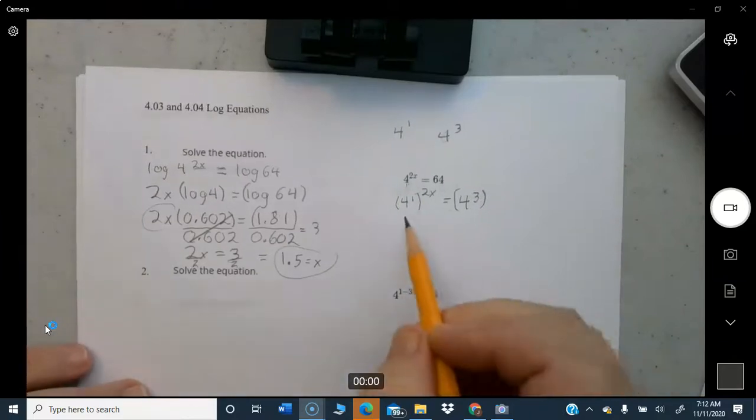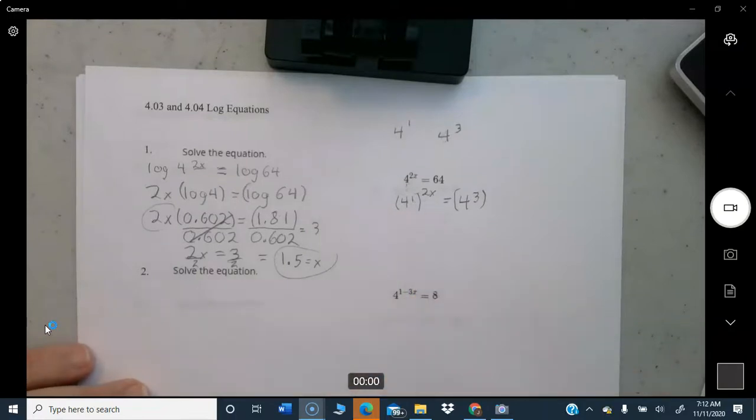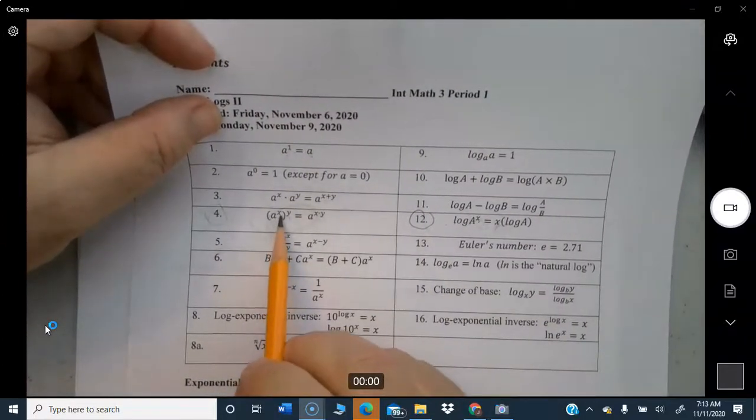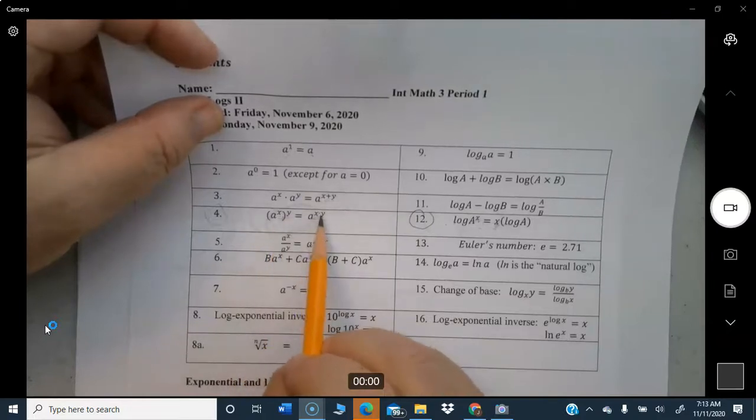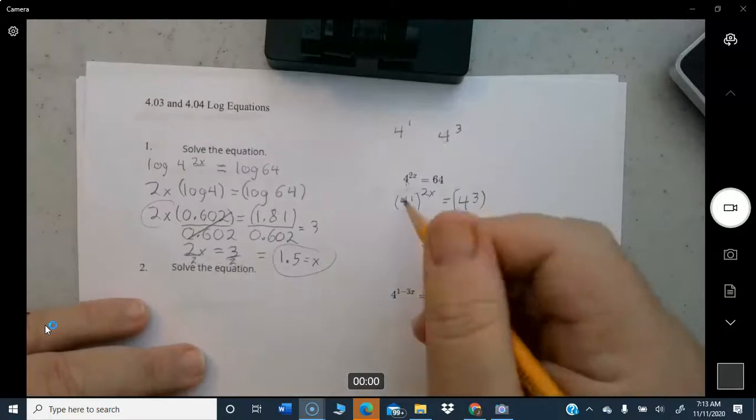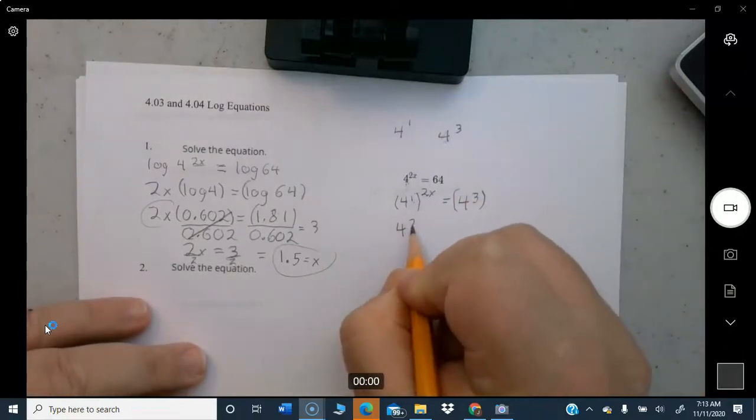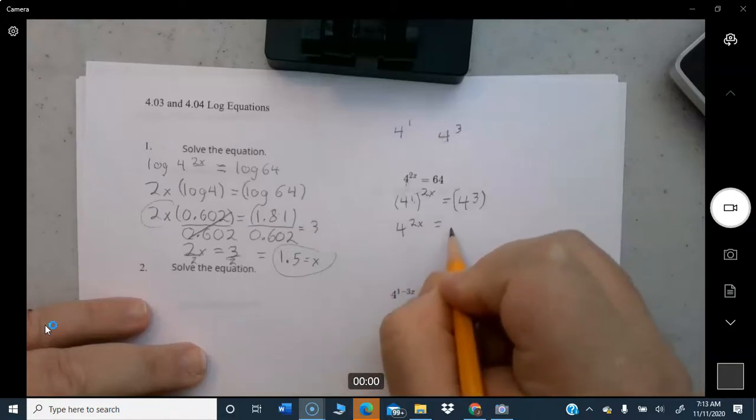Now the principle is you have 4 to the first power, and then you raise it to the 2x power. There's a rule over here that deals with that, number 4: a raised to a power, and then you take what you get and raise it to another power, is equal to a raised to those two powers multiplied together. That's a times sign between the x and the y there. So that's 4 raised to the 1 times 2x, which is 2x, which equals 4 raised to the third power.